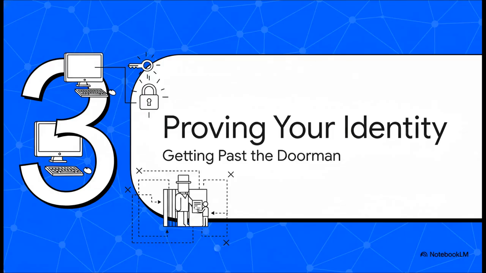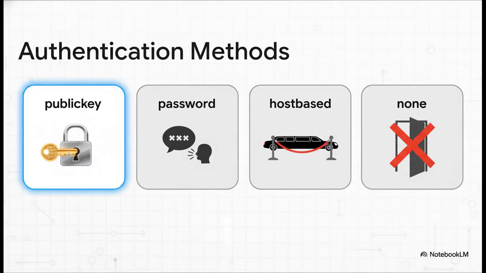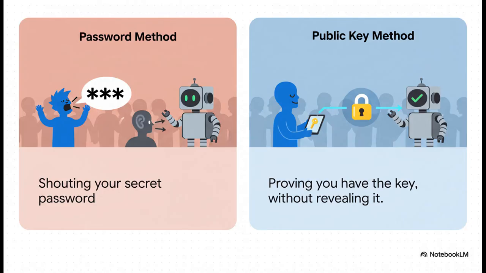So, we know the basic script, but how does your computer actually make its case? What does it present in that initial request to prove it belongs there? Well, turns out there are a few different ways to get past the doorman, but let's just say they are definitely not all created equal. The source material shows us these main options. You've got the password method, which we all know, just a secret word. There's host-based, which is kind of like the doorman letting you in because you showed up in a recognizable, trusted limo. And then there's none, which is, well, it's like leaving the front door wide open with a come on in sign. Not a great idea, but we're going to focus on the real star of the show, the public key method.